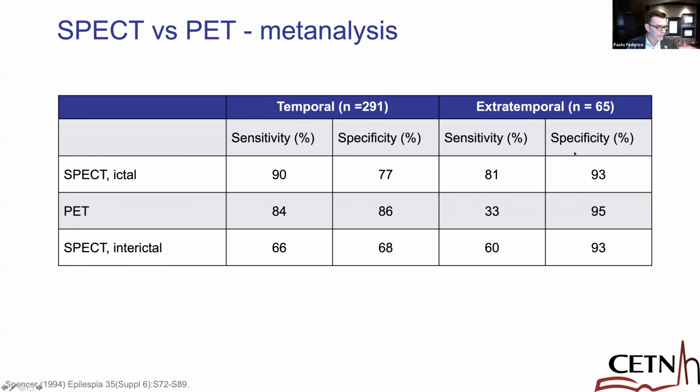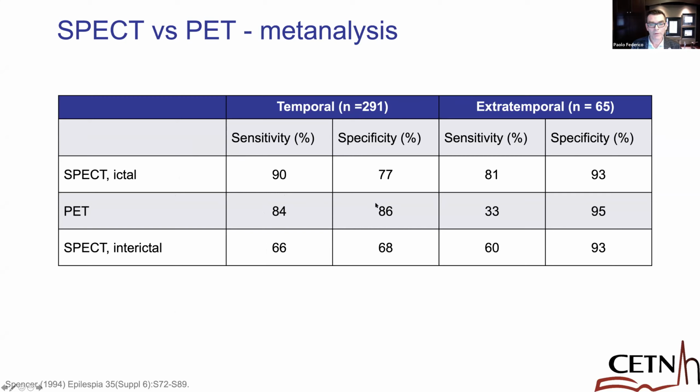But here's a more systematic evaluation of SPECT versus PET. This is an old study. It was actually a meta-analysis carried out by Susan Spencer way back in '94, comparing for temporal lobe and extratemporal lobe epilepsies, ictal SPECT, PET, and interictal SPECT. She found in this review of 291 temporal lobe cases, ictal SPECT has a sensitivity of 90%, which is greater than that of PET, which is 84, and interictal SPECT, which is 66.